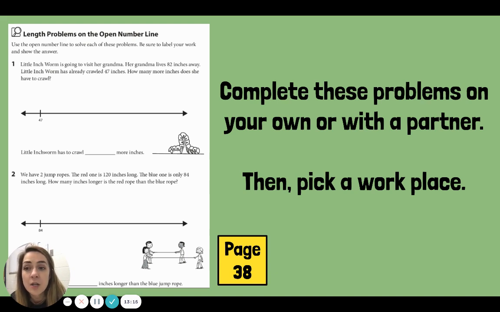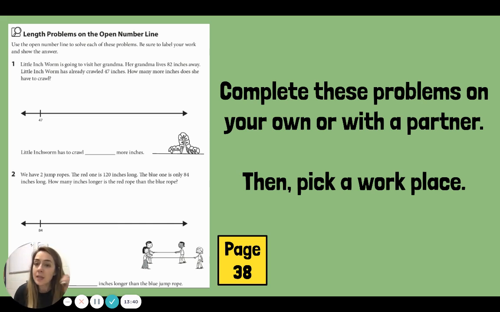So here it says, use an open number line to solve each of the problems. Be sure to label your work and show the answer. All right, so number 1. Little Inchworm is going to visit her grandma. Her grandma lives 82 inches away. Little Inchworm has already crawled 47 inches. How many more inches does she have to crawl?